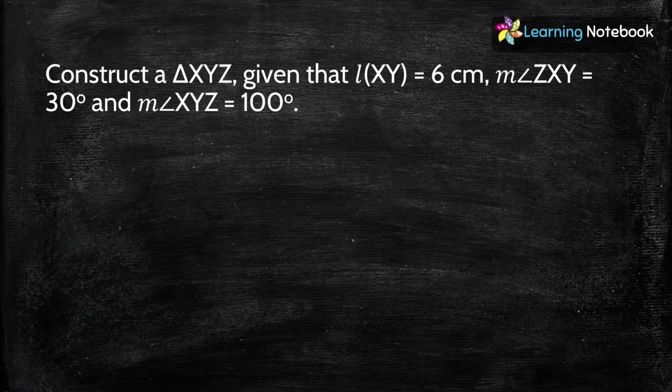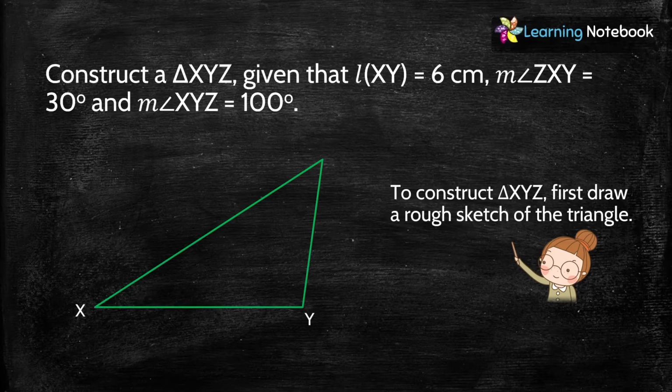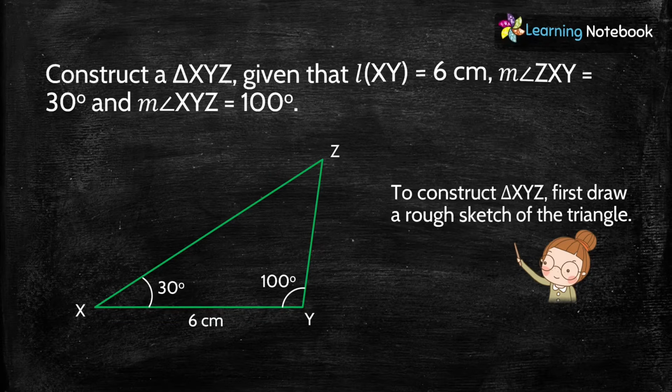So to visualize the construction of triangle XYZ, let's first draw its rough sketch. We are given with XY as 6 centimeter, angle X equals to 30 degree and angle Y equals to 100 degree. So this is the rough sketch of triangle XYZ. Now let's construct it step by step.